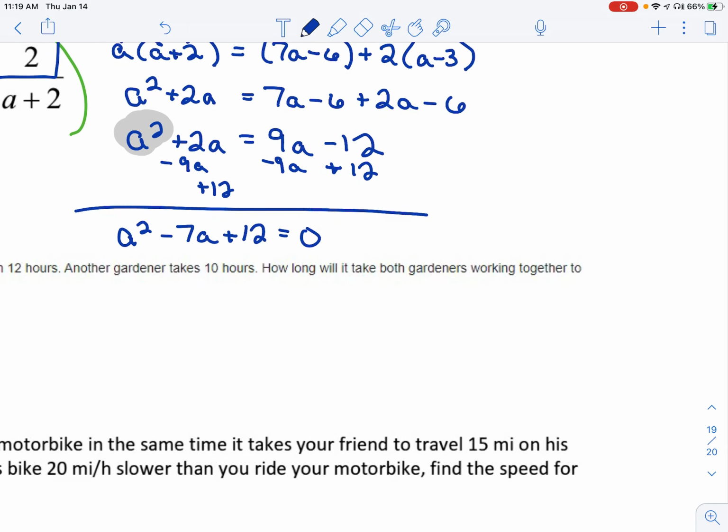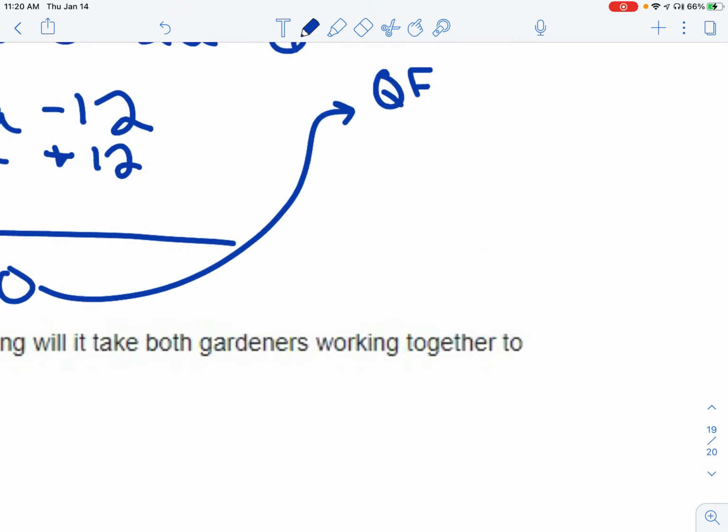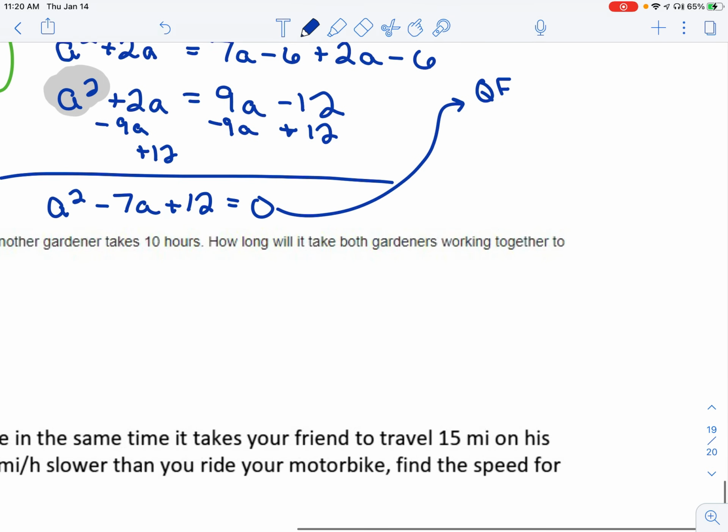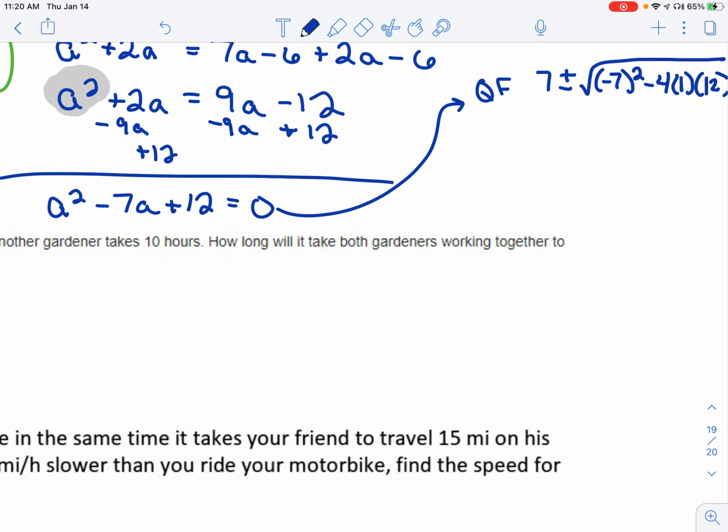You guys can factor to solve that or use the quadratic formula. I'll just use the quadratic formula because it works every single time. So that's opposite b plus or minus the square root of b squared minus 4ac, all over 2a.